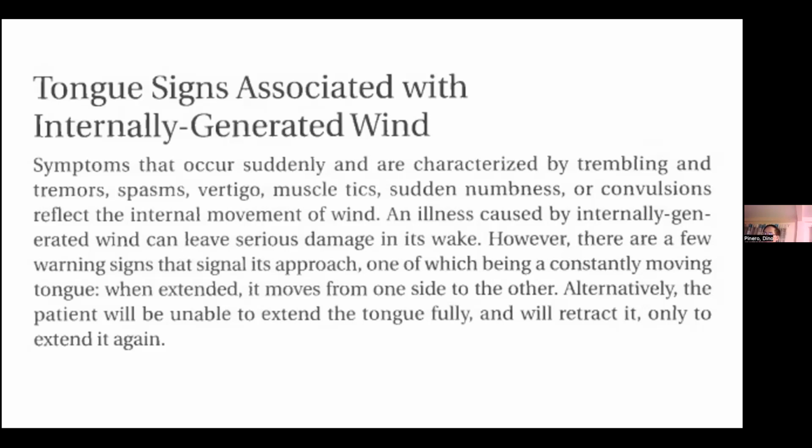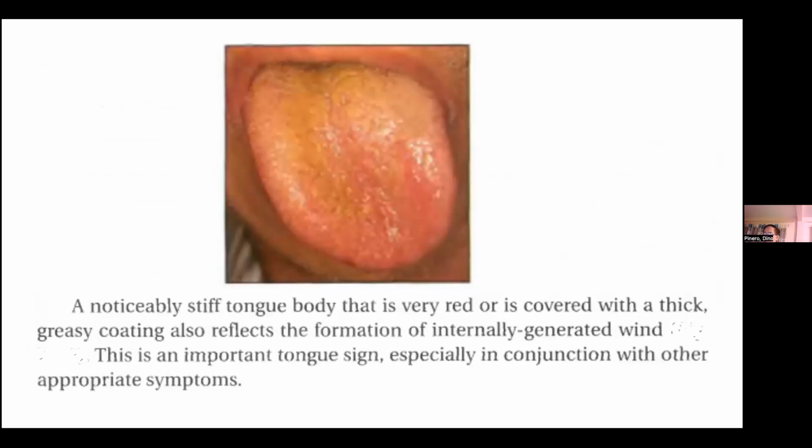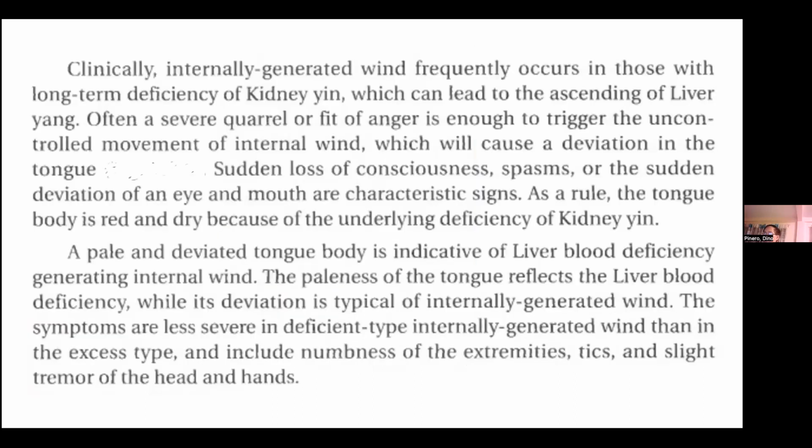So we have here a picture of another tongue. A noticeably stiff tongue body that is very red or is covered with a thick, greasy coating also reflects the formation of internally generated wind. So it is deviated. This is an important tongue sign, especially in conjunction with other appropriate symptoms. Clinically, internally generated wind frequently occurs in those with long-term deficiency of kidney yin, which can lead to the ascending of liver yang. Often, a severe quarrel or fit of anger is enough to trigger the uncontrolled movement of the internal wind, which will cause a deviation in the tongue.